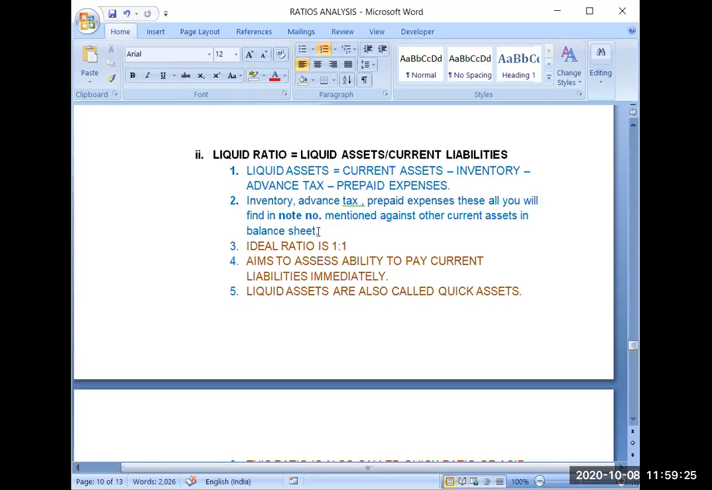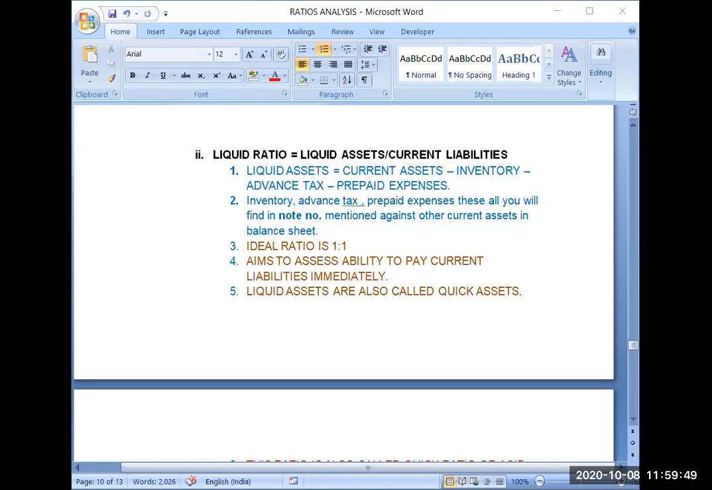And please try to calculate the ratios of your balance sheet on a daily basis. Only then your project will be completed. I will not be able to guide later on. Now, what is the ideal liquid ratio? The ideal liquid ratio is 1:1. However, 2:1 is considered safe for current ratio, but 1:1 will be considered as ideal for liquid ratio.